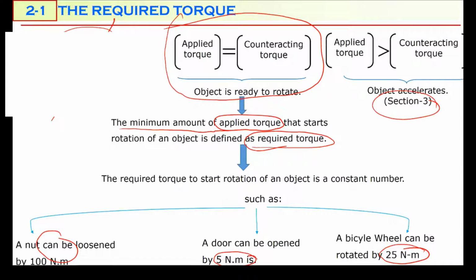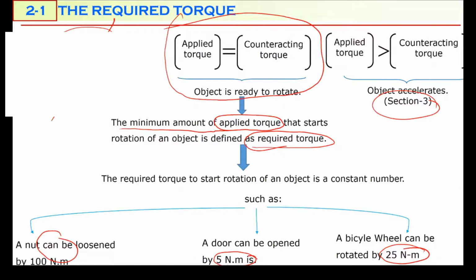value. When the torque applied by your hand is greater than the maximum torque produced by the friction force, the object starts rotating. This value of applied torque, which starts the rotation of an object, we are going to call the required torque, and it is different for every object. For this nut, for example, we calculated, when I tightened it very strongly, 0.98.